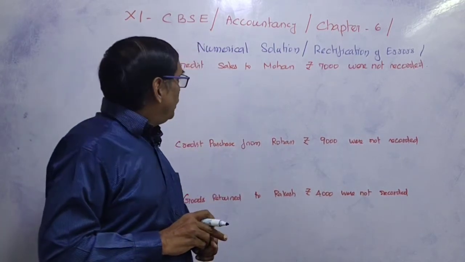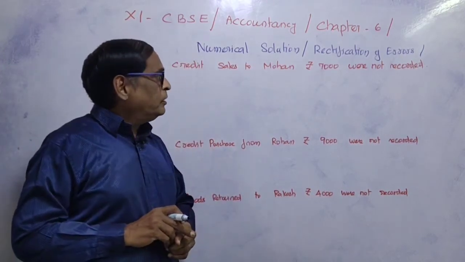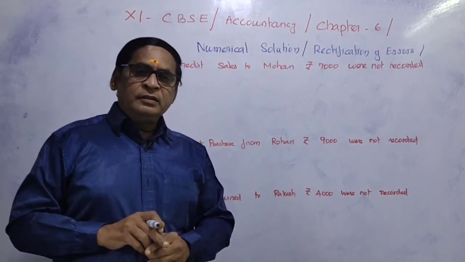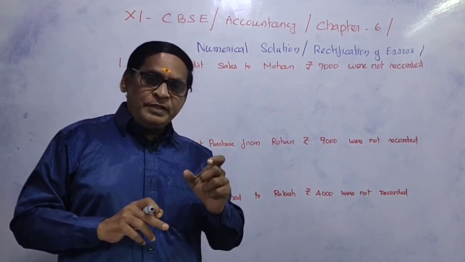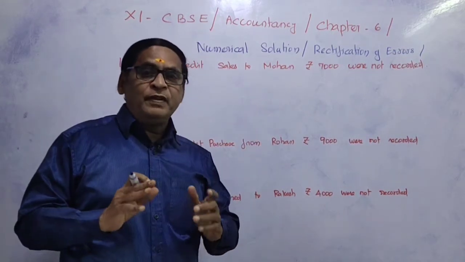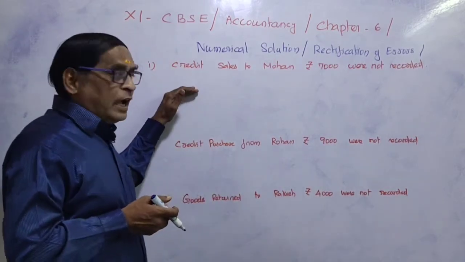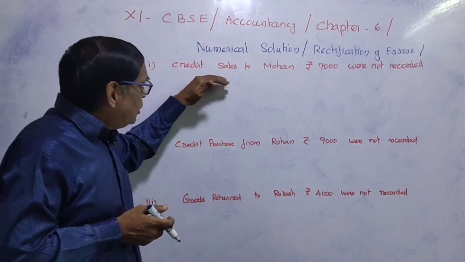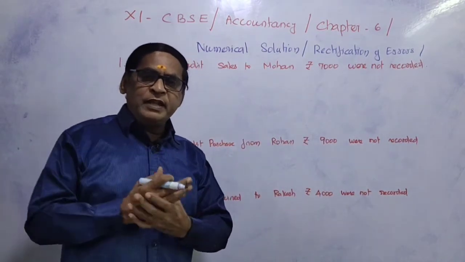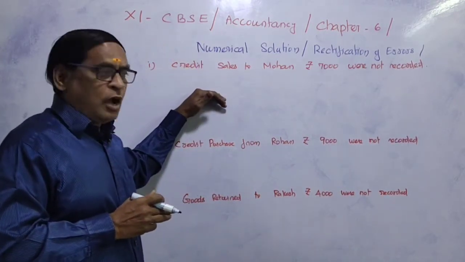The first numerical question: the credit sales to Mohan, rupees 7,000, were not recorded. That means, if we have committed any mistake, we have to rectify. But if we have omitted any transaction, then we have to enter the transaction. That is a rectification. Here, they have missed it. What will be the rectification entry? We have to record it. So the original entry we have to pass.